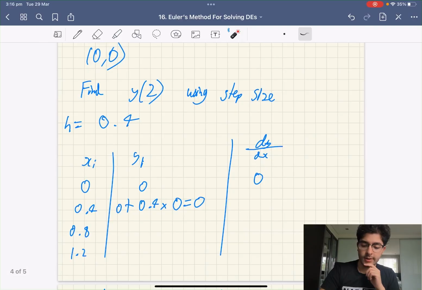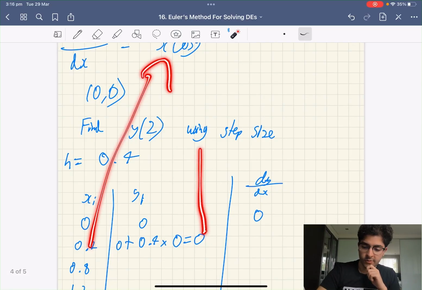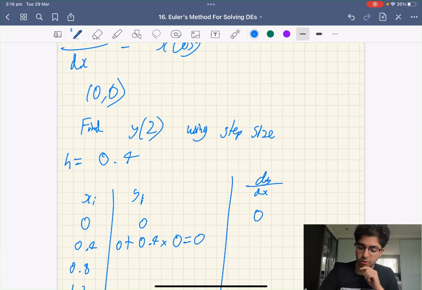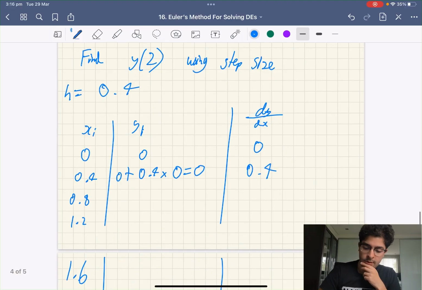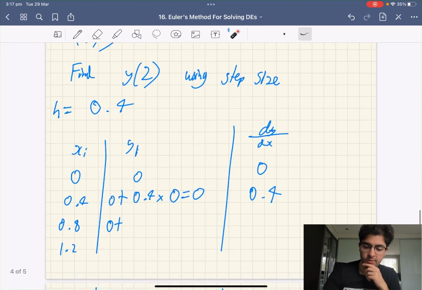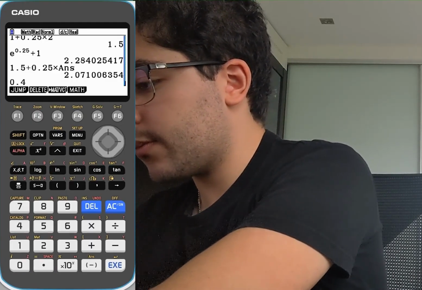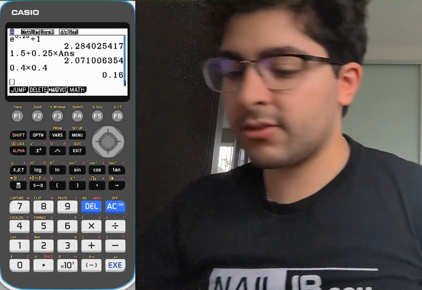Now let's do the next dy on dx. That's going to be 0.4 times cosine 0, which if you put in your calculator, you should get 0.4. So now with all that in mind, let's do the next step. It's going to be the previous y coordinate, 0, plus the step size, 0.4, times dy on dx of the previous part, which is 0.4, which is approximately equal to 0.16. There we go.